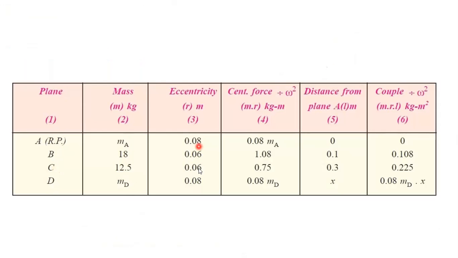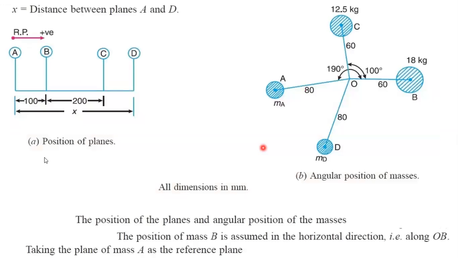Eccentricity is nothing but a radius. So the radius values we know. Once you multiply mass into radius, we can easily get the centrifugal force. So centrifugal force divided by omega square, we will be getting the following value once you multiply tabular columns 2 and 3. And if you want to determine tabular column 5, it's nothing but the distance from the reference plane A. So just go back to the position of planes. So this is the reference plane, right? So just mark whatever distance it is from A.